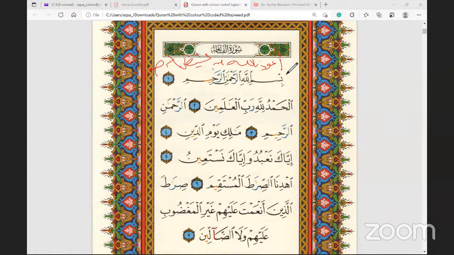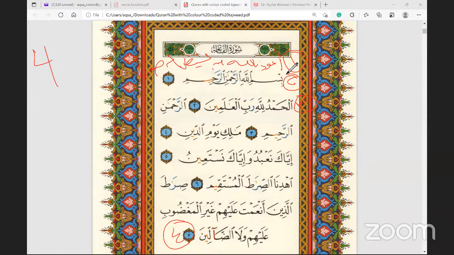All right, so a number of rulings pertaining to this. We're going to call A'udhu Billahi Minash Shaitanir Rajim number one, Bismillah Rahman Rahim number two, Alhamdulillah Rabbil Alameen number three, and this number four, the end of the Fatiha. So there are actually four different rulings for A'udhu Billahi Minash Shaitanir Rajim and Bismillah Rahman Rahim.